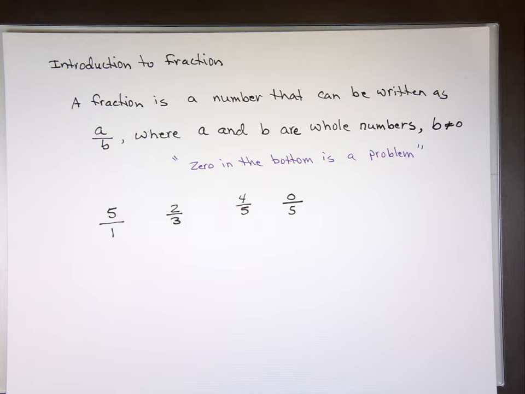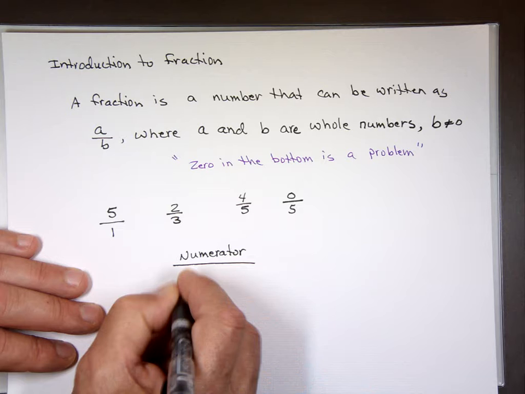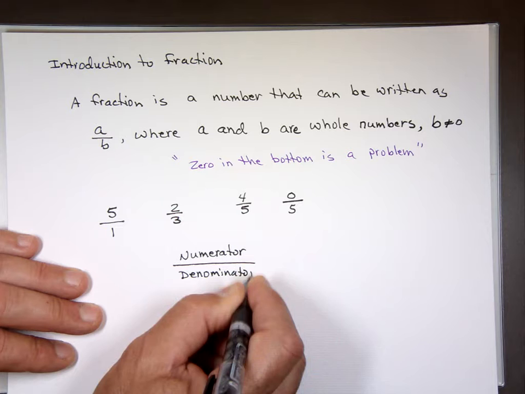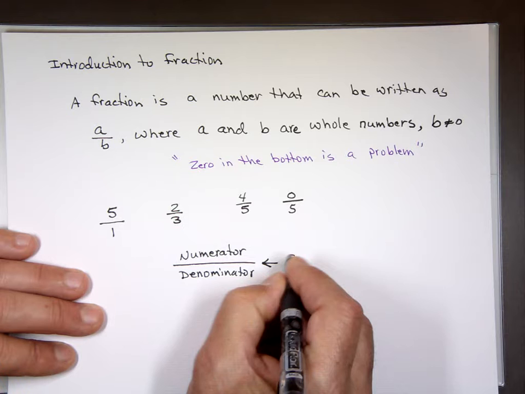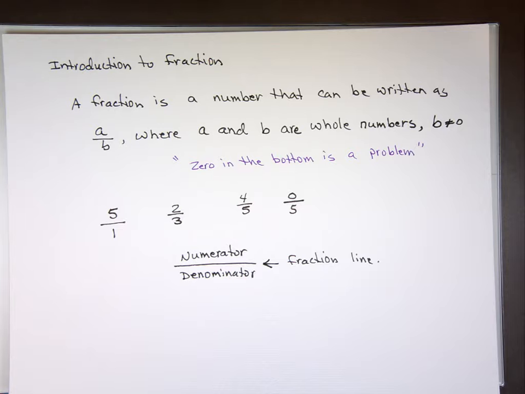So the fraction, when you look at it, has 3 parts. It has the top, which we call the numerator. It has a bottom, which we call the denominator. And it has that line between them, which is called what? The fraction line. That's what a fraction is.